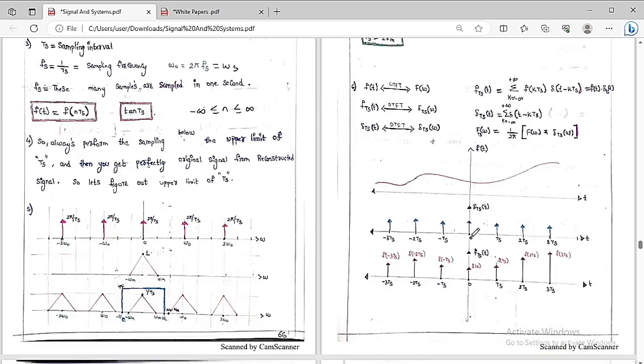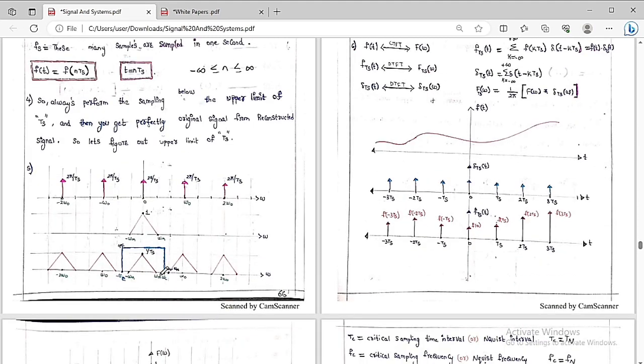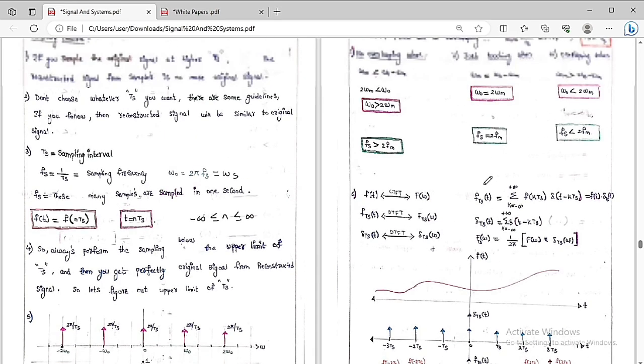What is the condition for overlapping? When omega m is greater than omega naught minus omega m. Or we can say, when omega naught minus omega m is less than omega m, there is going to be overlapping. If you simplify, taking omega m to this side, we get 2 omega m is greater than omega naught. Or simply, omega naught is less than 2 omega m. Omega naught is 2 pi fs and omega m is 2 pi fm. So we get fs is less than 2 fm.